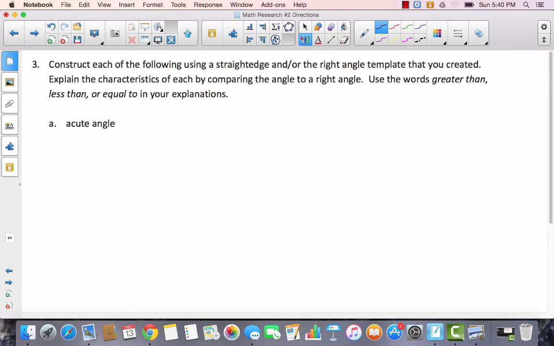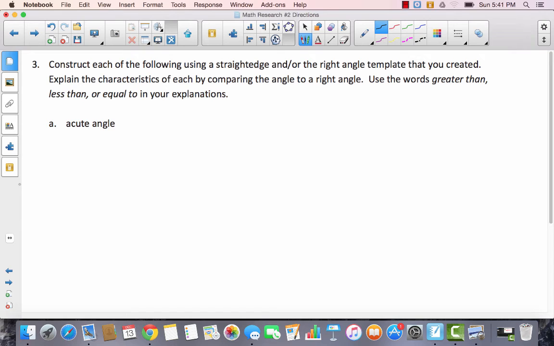So now the last part of our learning target here is we're going to construct. Construct is just another word for draw, and it says we're going to use a straight edge or our right angle template. Since you have your right angle template, you might as well go ahead and use it. And we're going to use the words greater than, less than, or equal to in our explanations. So we have to explain the characteristics, and we also have to draw one.